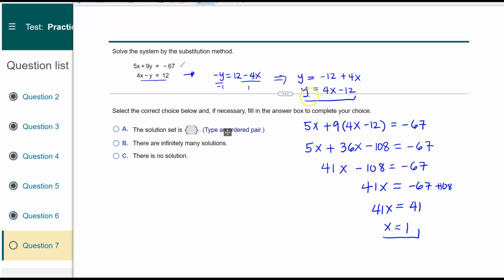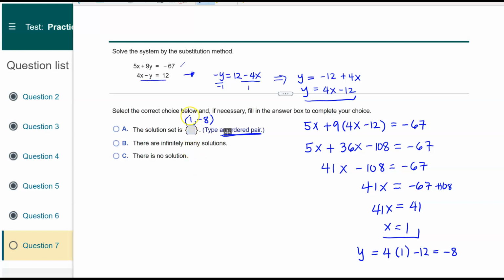Then you can go back here and plug in 1 for x to solve for y. So that means y from this expression is 4 times 1 minus 12. That's equal to negative 8. So the solution here is an ordered pair. When you write the ordered pair, you have to write first the x coordinate, the value for x. So that is (1, -8). That's the solution.